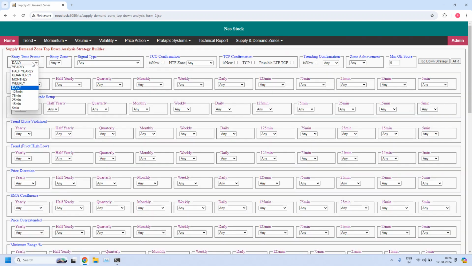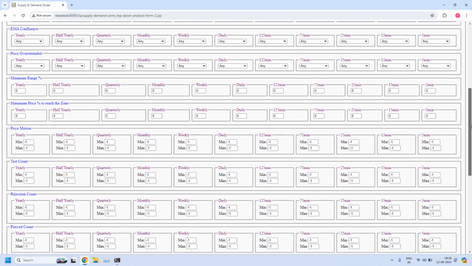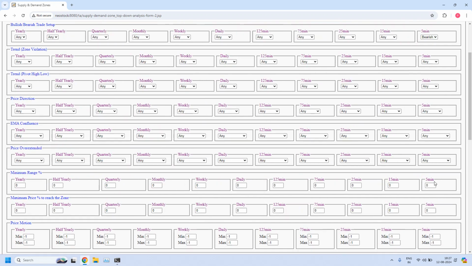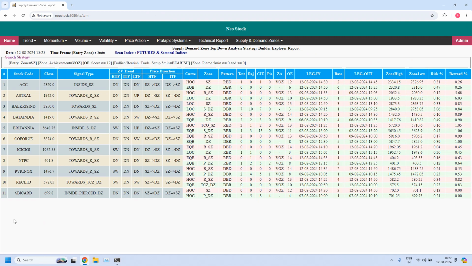And for hourly income trade, bearish trade setup, entry time frame is 5 minutes, entry zone is supply zone. Bullish or bearish trade setup at 5 minutes time frame, I am selecting the value bearish. And then the 5 minute supply zone should not be pierced. So in the pierced count in 5 minutes time frame, minimum value I am selecting 0, maximum value I am selecting 0. Zone achievement should be violated opposing zone, minimum order enhancer score should be 12. Now all the 3 filters are applied to 5 minute supply zone. Now 11 stocks are filtered. These 11 stocks are supporting a bearish trade setup for hourly income trade.